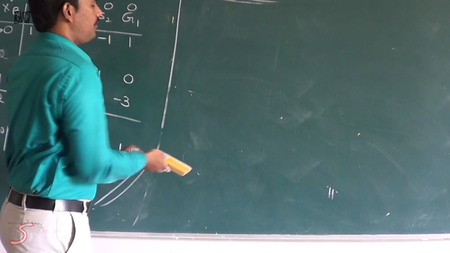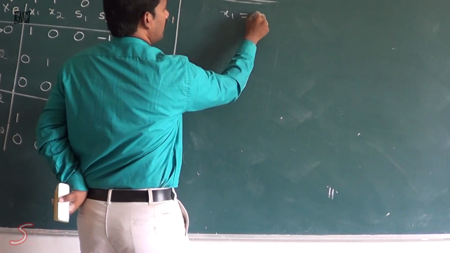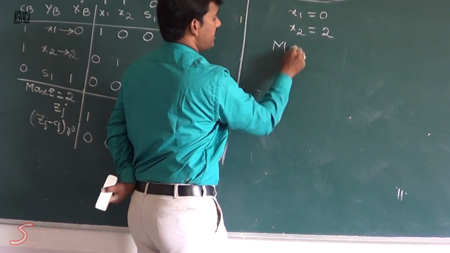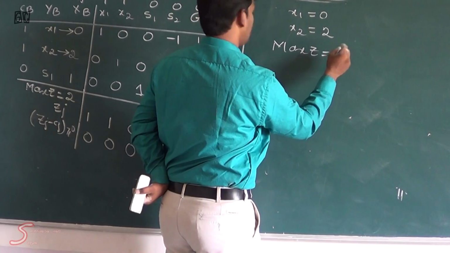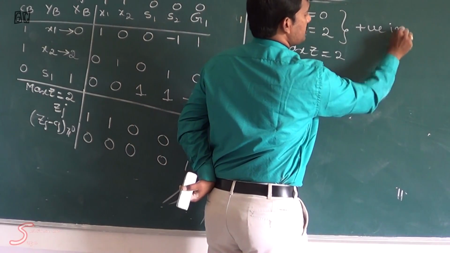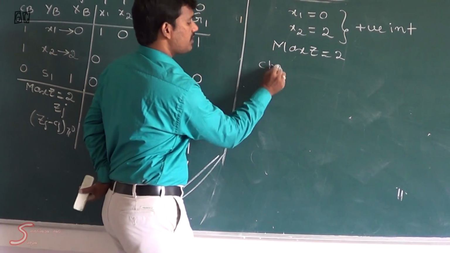The conclusion is, all of you, we got x1 as 0 and x2 is 2 and maximum z is 2. These two are positive integers. This is all about the integer program. If you want to check, you can check.